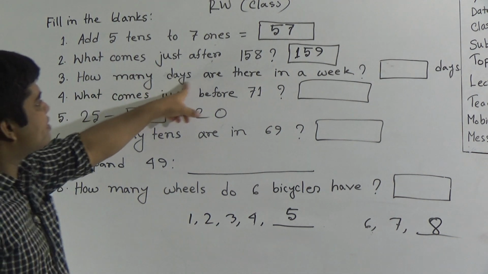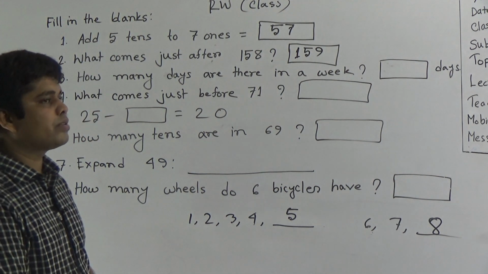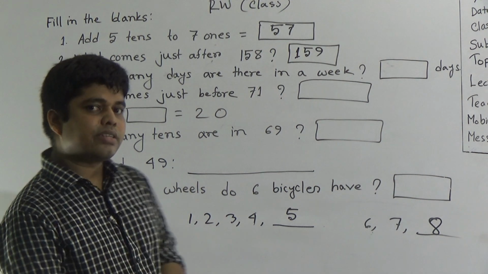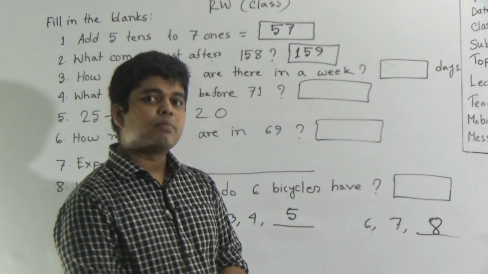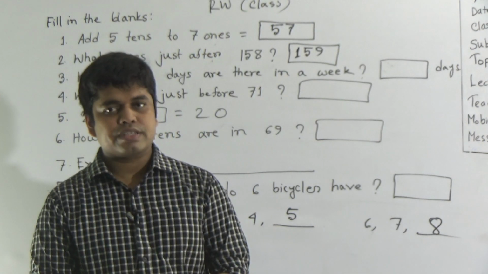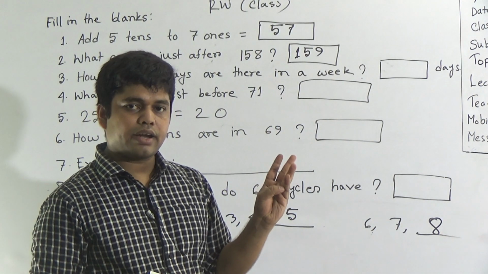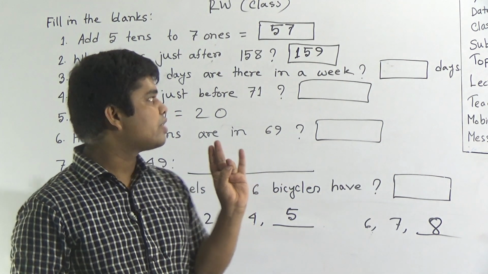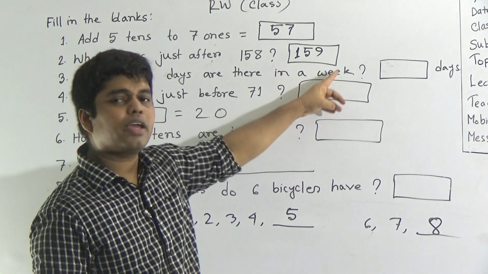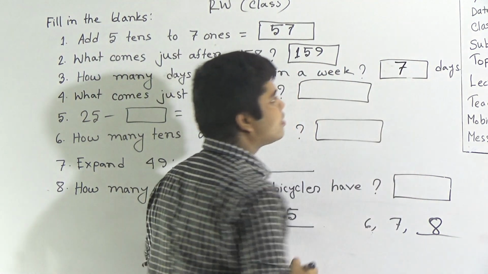Our third question: how many days are there in a week? My dear students, at first we count. There are 7 days in a week. What are they? Saturday, Sunday, Monday, Tuesday, Wednesday, Thursday and Friday. So there are 7 days in a week. Now write the answer: 7 days.